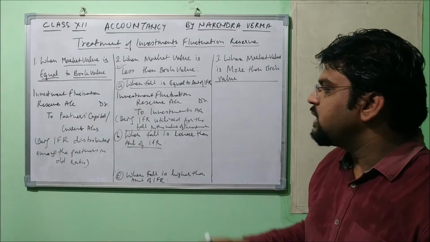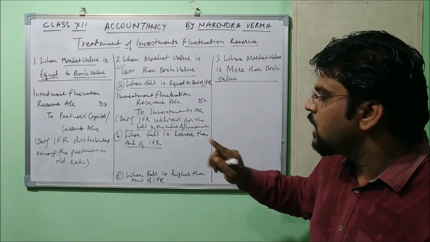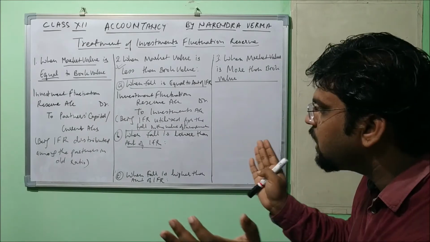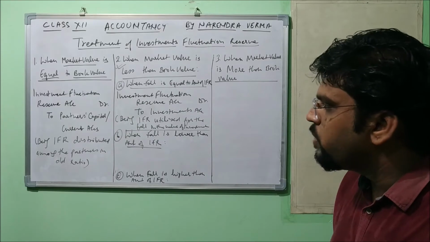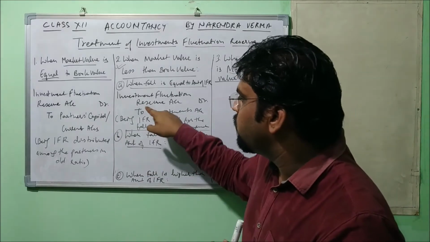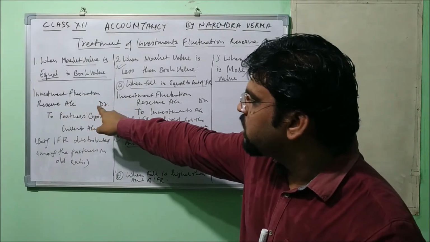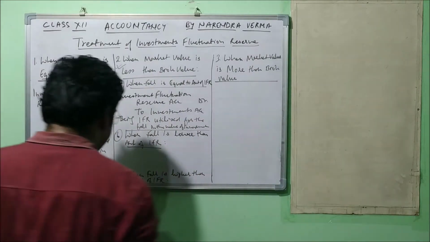So we have a choice. We can either pass two entries, one for this purpose and another for this. Or we can do one combined entry. I think it will be the better idea to make a combined entry. One entry will be for this and one will be for this. You can see that in both cases the investment fluctuation reserve account is debited. So we'll directly debit it here.